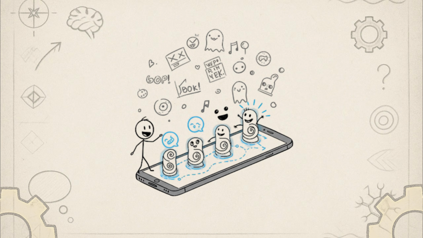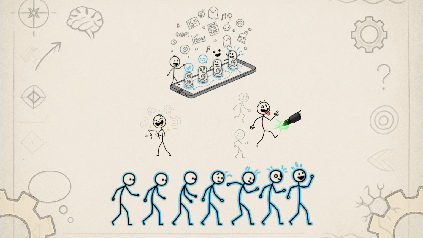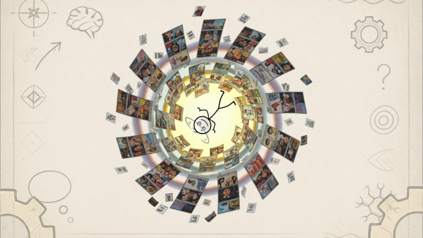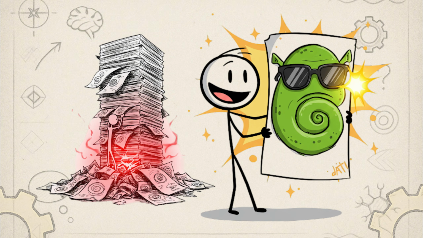Memes are recursive too. You see a meme, you laugh, you remix it. Someone else remixes your remix, and suddenly we're in meme loop infinity, where the original joke is buried under 12 layers of irony and a picture of Shrek wearing sunglasses.